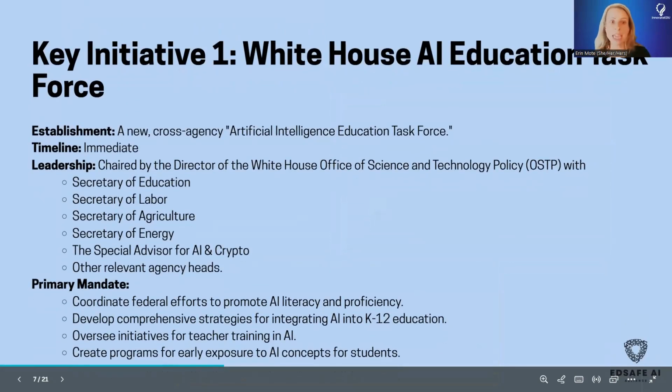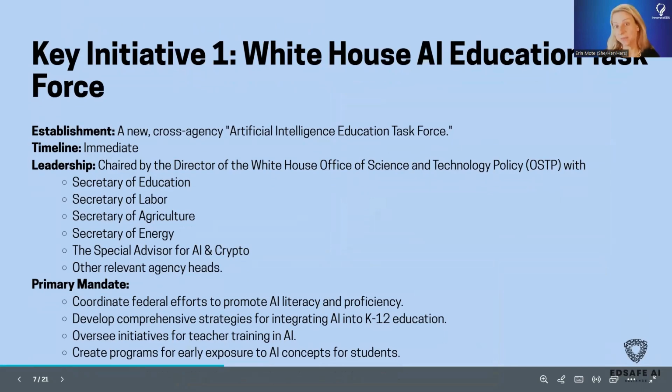Okay, so key initiative 1, this is the task force. It will be housed out of the White House. It will include, and this we think is a really exciting sign, folks from across agencies, including education, labor, and agriculture. We'll talk about why agriculture in just a second, but also folks from energy and other relevant agency heads.